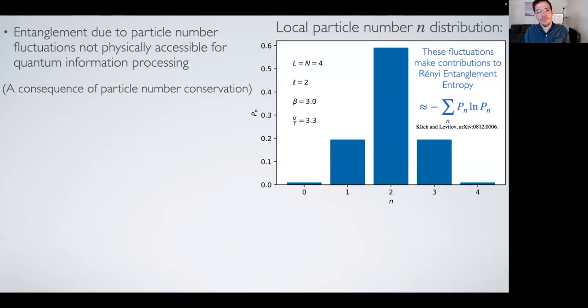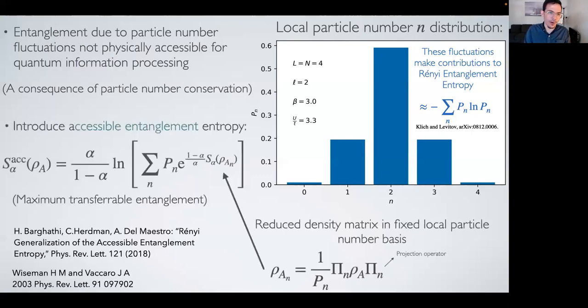The issue is that these contributions due to particle number fluctuations are not physically accessible as a resource for quantum information processing, and this is due to particle number conservation. So instead, the quantity that one uses, if you want to know what is the maximum amount of entanglement that we can transfer to a resource for quantum information processing, is the accessible entanglement entropy.